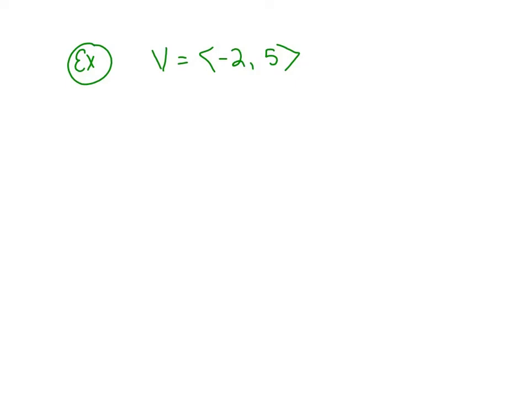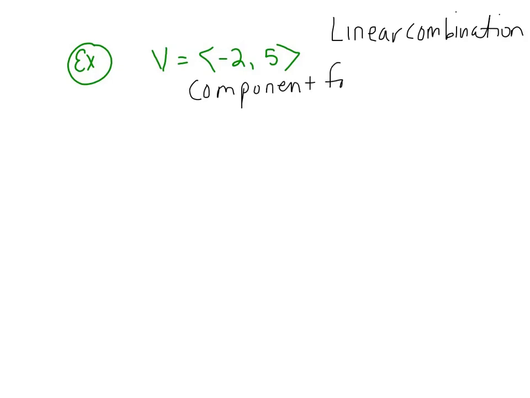Now, another way to write a component form of a vector is to write it as a linear combination of unit vectors. Let me write this down. So for instance, instead of writing the component form, they write it in terms of i and j. So if component form is -2, 5, then -2i plus 5j is the linear combination form. And it's just another way of writing this.